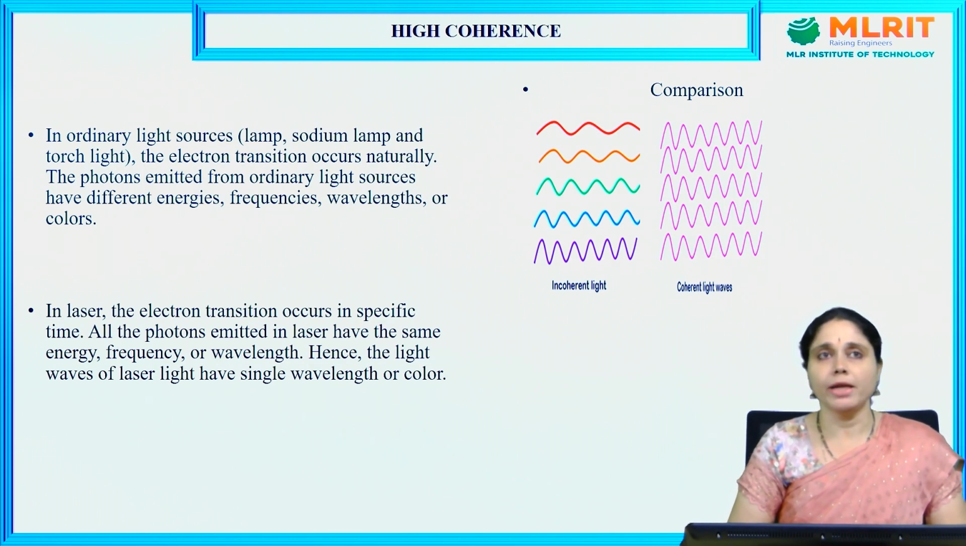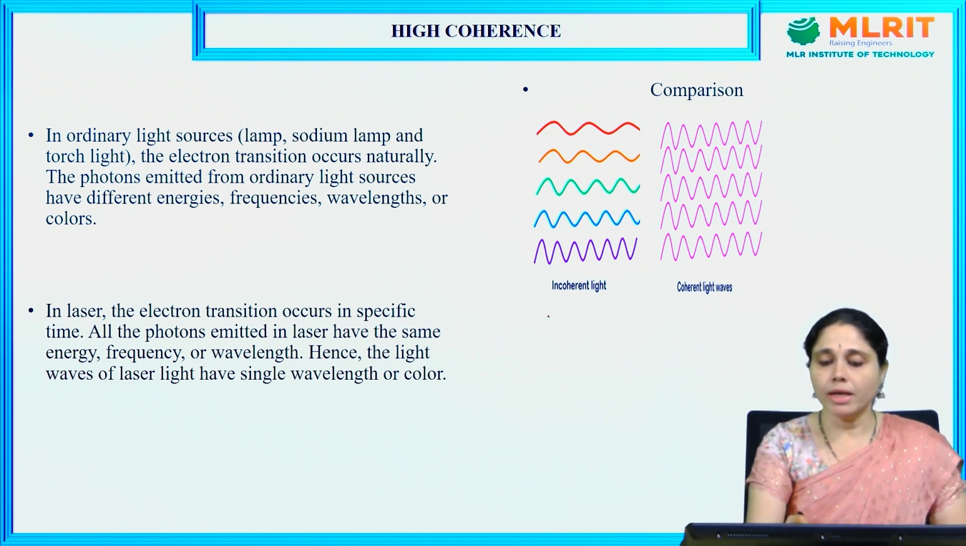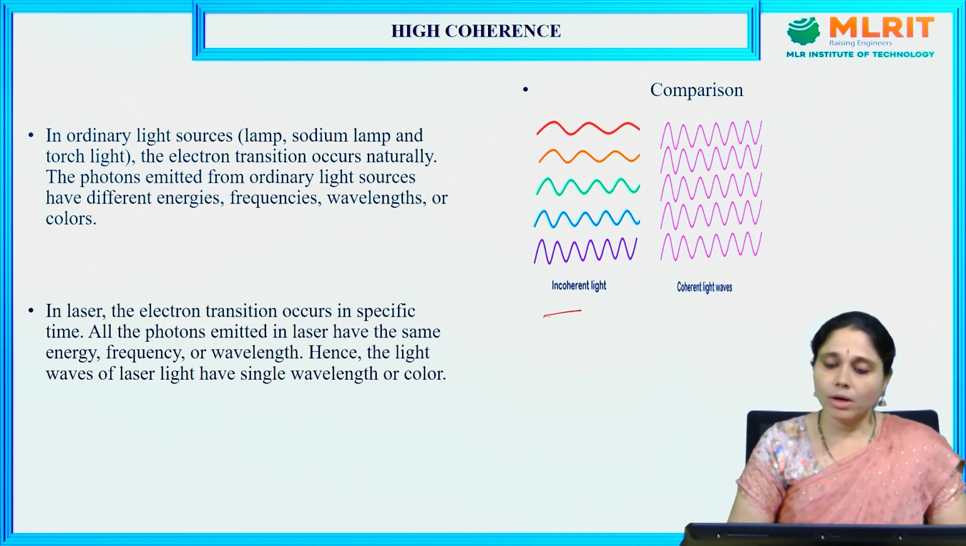Next, coming to highly coherent. In ordinary light sources like a lamp, sodium lamp or torchlight, the electron transition occurs naturally. The photons emitted from ordinary light sources have different energies, frequencies, wavelengths and colors. So this is ordinary incoherent light. They have different colors, frequencies, energies and wavelengths. Next, going to laser light.